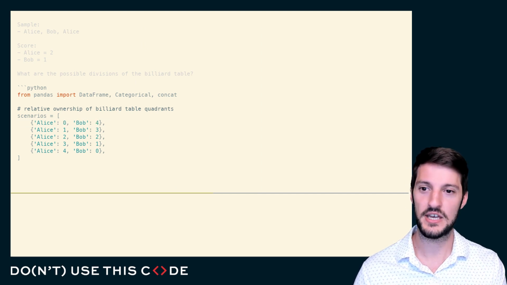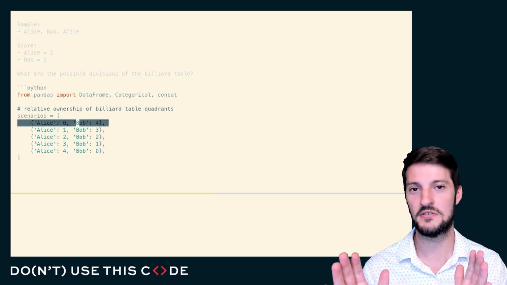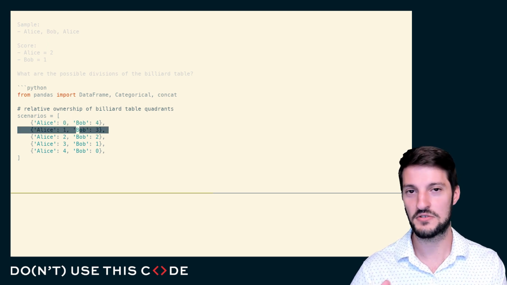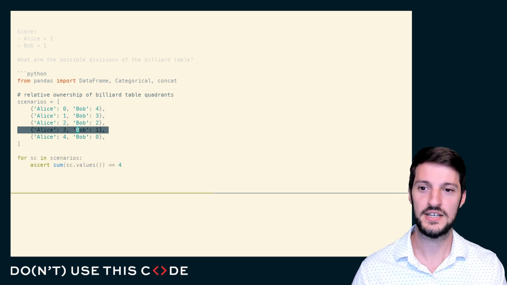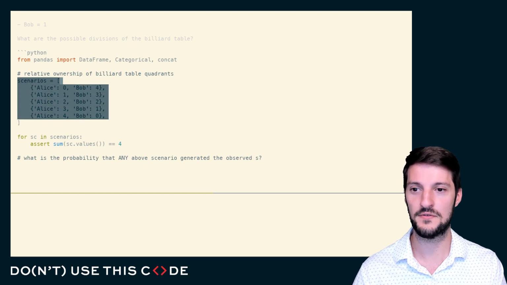If we divide the board into quadrants, our first hypothesis is that Alice owns absolutely none of the board, and Bob owns the entire thing. In our next scenario, Alice owns 1/4 of the board and Bob owns the other 3/4. They each own half the board, and so on and so forth through all of our scenarios. And you can see we have 4 or 5 scenarios laid out here.